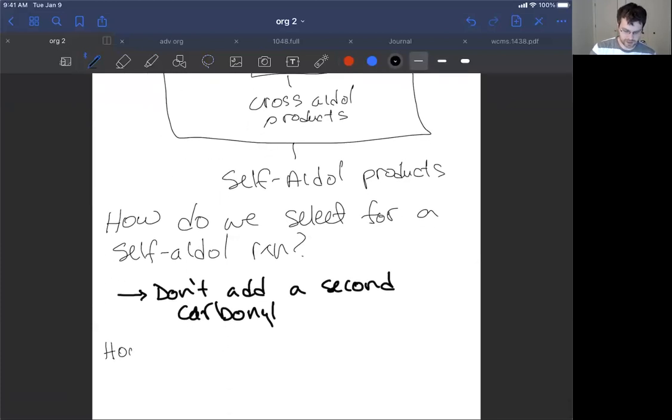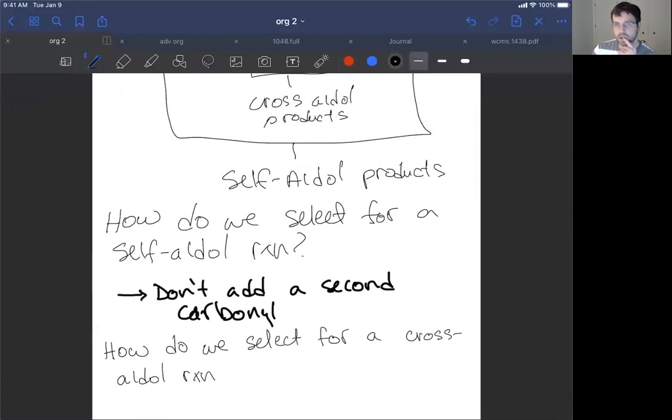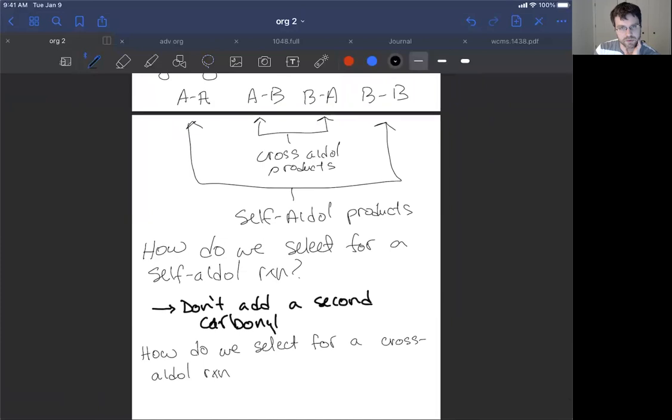How do we select for a cross-Aldol reaction? Ooh, cross-Aldol reaction is difficult because there's two cross products that we could form, right? There's AB and there's BA. Okay, so that's an issue. The other issue is how do we avoid the self-Aldol products? So we need to avoid the self-Aldol products altogether and get the correct cross-Aldol product.